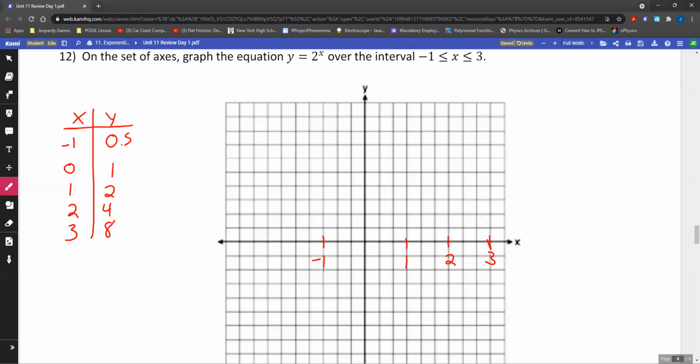And this will be -1. This has to go all the way up to 8, which is right here. So that's 8. This is 4. That's 2. All right. So my equation will look like -1 is a half, 0, 1, 1, 2, 2, 4, 3, 8, and will look like that.